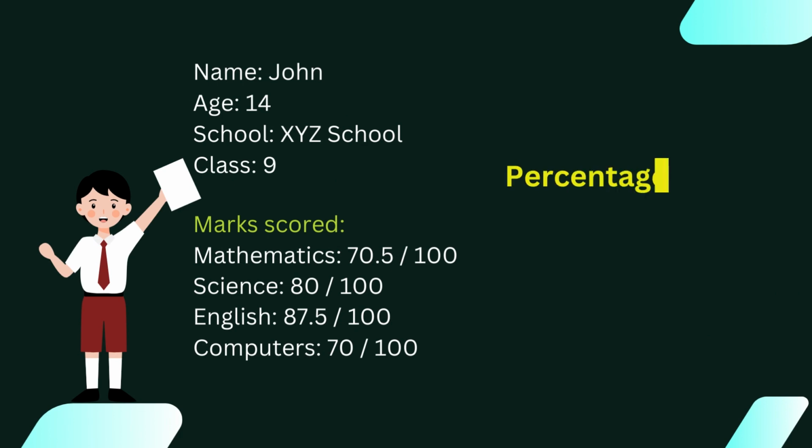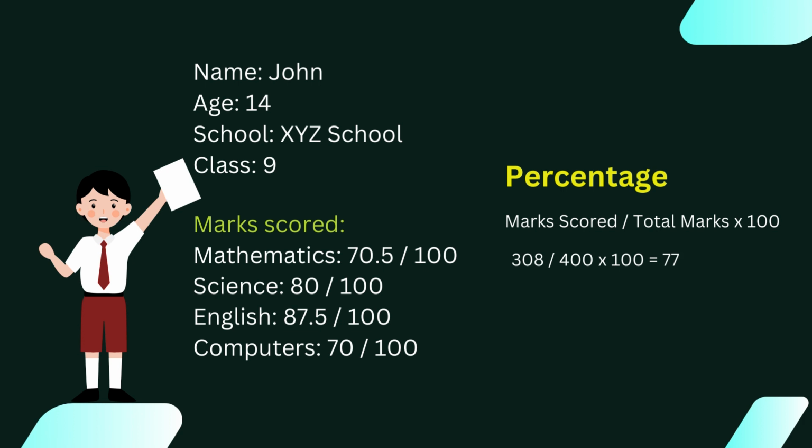Similarly, if you want to calculate the percentage, the formula you will use is marks he scored by total marks multiplied by 100. Total marks he scored is 308 by 400 into 100. That is, he got 77% in his marks.